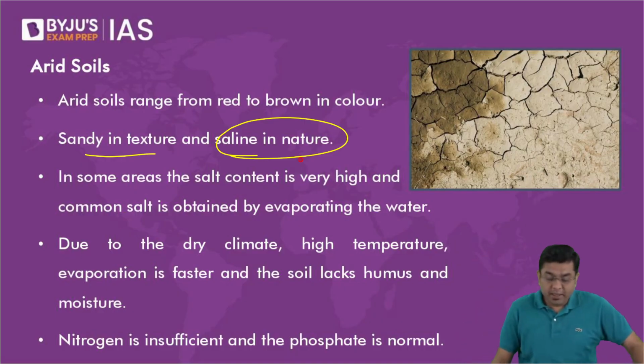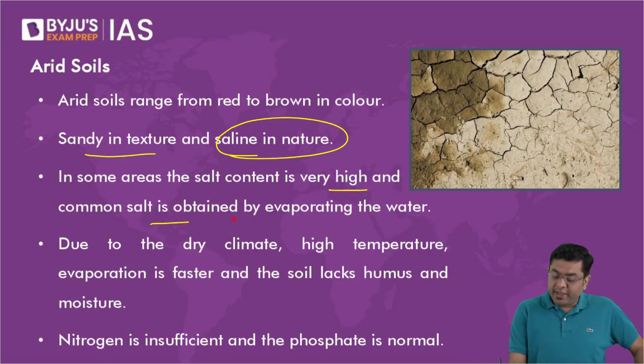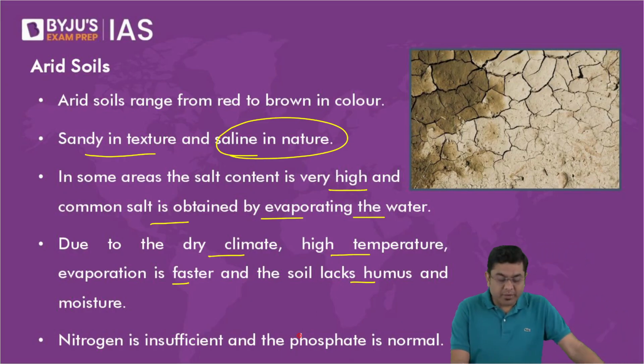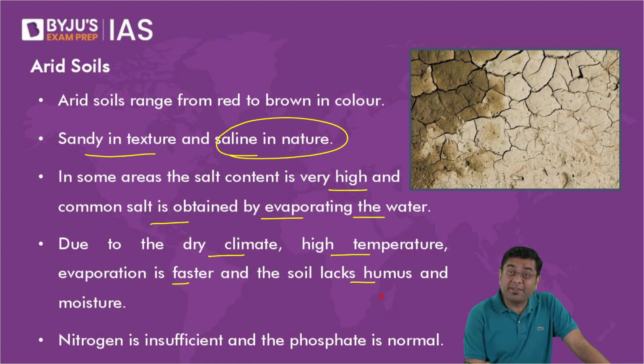Okay, so here in some areas the salt content is very high, and common salt is obtained by evaporating the water. Due to the dry climate, high temperature, evaporation is faster and the soil lacks humus and moisture in general. Okay, the soil lacks humus. Why?